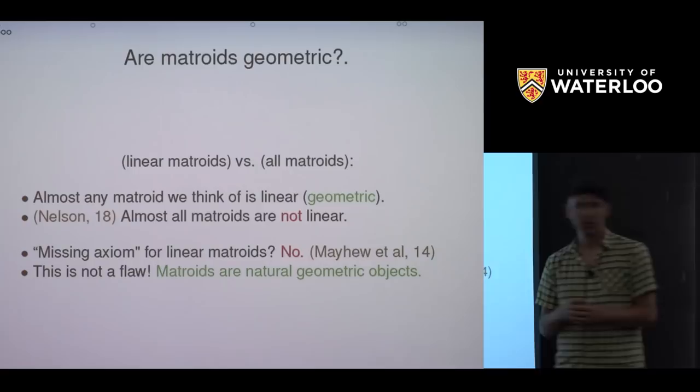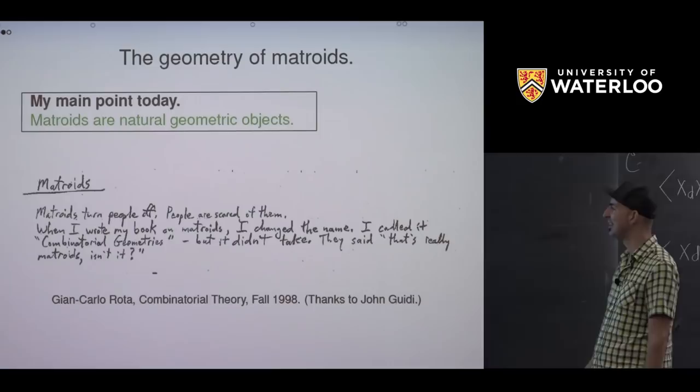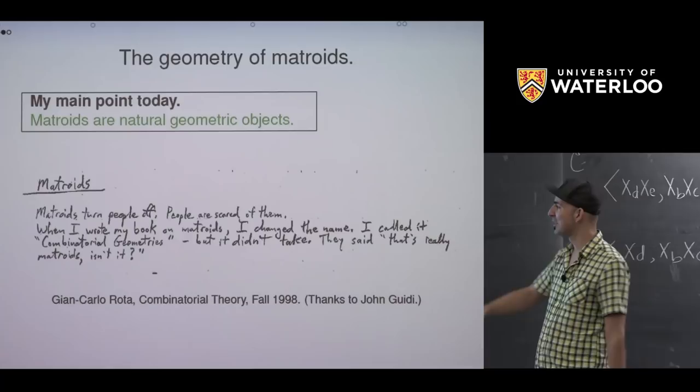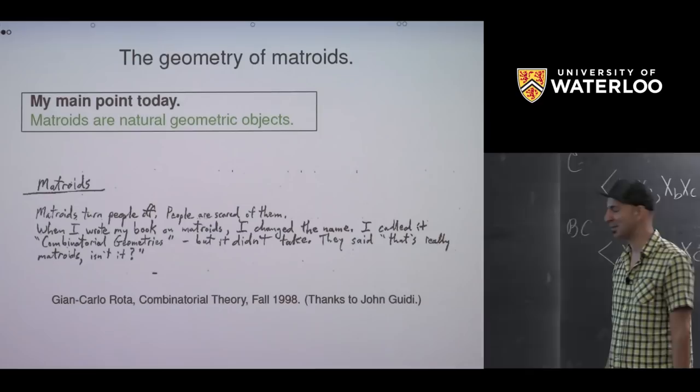And so this is my main point that I want to make today, that matroids are natural geometric objects. And let me turn back to Rota again. This is from a class that I took from him, and these are the notes. He wrote, matroids turn people off. People are scared of them. When I wrote my book on matroids, I changed the name. I called it combinatorial geometries. But it didn't take. People said, oh, that's really matroids, isn't it?